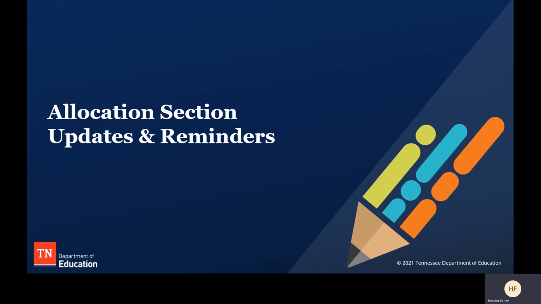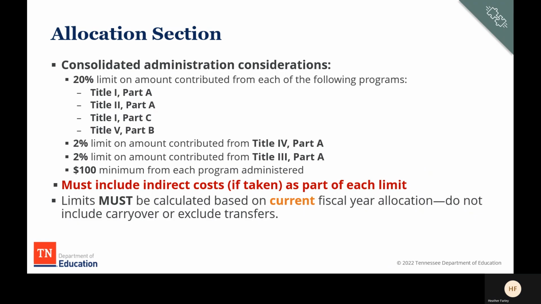With your allocation section, we have a few updates and reminders. For those utilizing ConAdmin, remember there are limits to each one, such as 20% for Title I, Title II, and Title V. And with Title IV and Title III, there is a 2% limit on what can be contributed to ConAdmin. Do note there is a $100 minimum from each program administered.